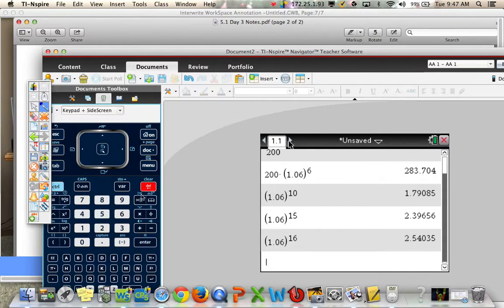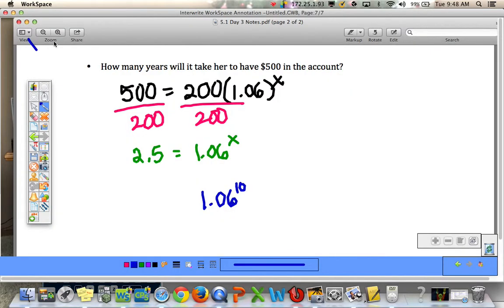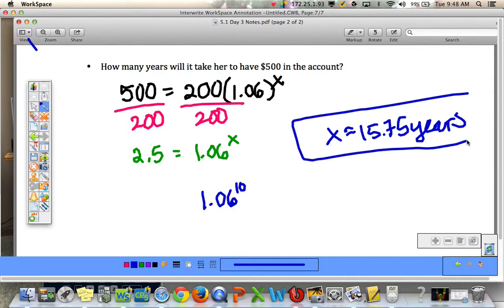And so in class we work this out, and I think students actually get the closest to be 15.75 years, and that's the closest to 2.5. We could go even closer, but that's about how far we get. So x is about 15.75 years, and she'll have 500 in the account if everything remains the same.